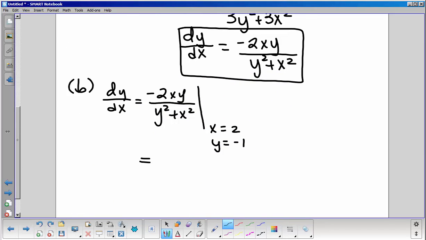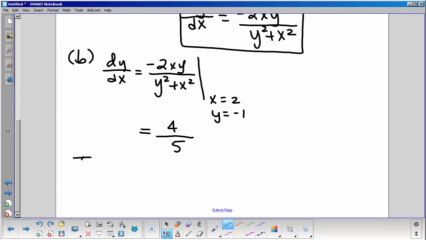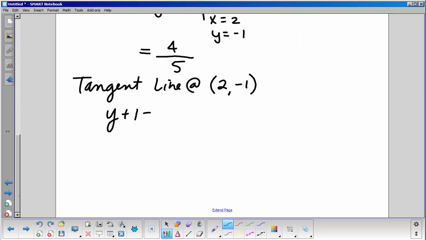We're going to get negative 2 times 2 times negative 1, which is 4, over 1 plus 4, which is 5. All right, so what's the tangent line? Y plus 1 equals 4/5 times x minus 2. There you go.